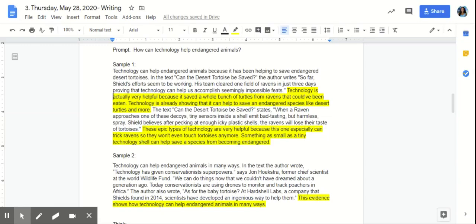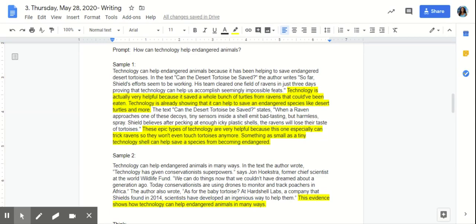Welcome back. So at this point in the lesson, you should have read sample 1 and sample 2. Now let's read it again together. Sample 1. Technology can help endangered animals because it has been helping to save endangered desert tortoises. In the text, Can the Desert Tortoise Be Saved? The author writes, so far, Shield's efforts seem to be working. His team cleared one field of ravens in just 3 days, proving that technology can help us accomplish seemingly impossible feats.